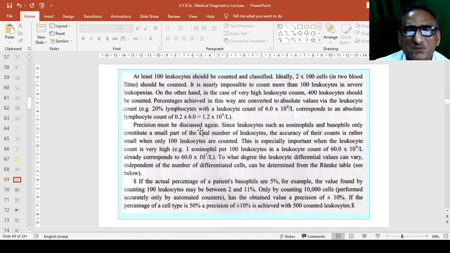So precision must be discussed again, since leukocytes such as eosinophils and basophils only constitute a small part of the total number of leukocytes. The accuracy of their counts is rather small when only 100 leukocytes are counted. So if the actual percentage of a patient's basophils is 5%, for example, the value found by counting 100 leukocytes may be between 2 and 11. Therefore, counting 100 is average, and this is possible, and this is a simple method.